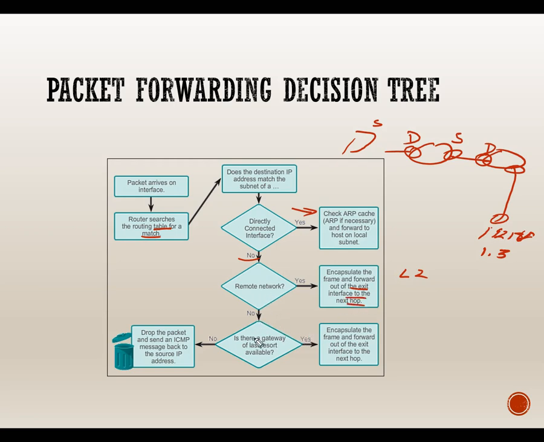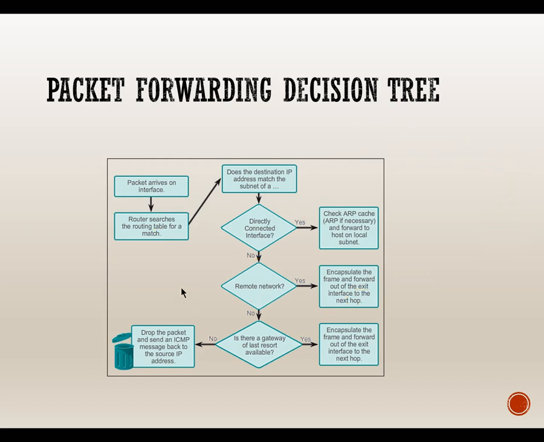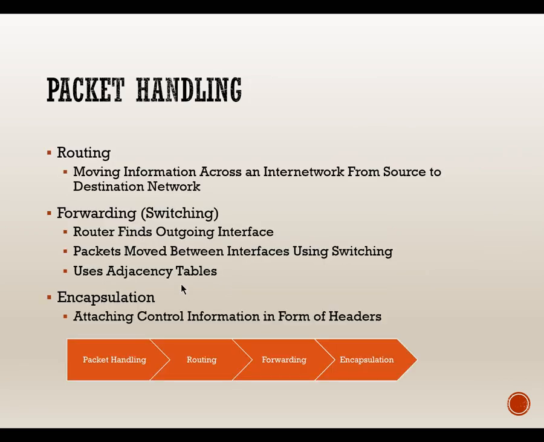If it's a remote network, no. Is there a gateway of last resort available? No. It drops the packet. If it's yes, it encapsulates it and sends it there. The remote network here is in the routing table. Is the remote network in the route table so that the router knows where to send it to get to its destination, one hop at a time.